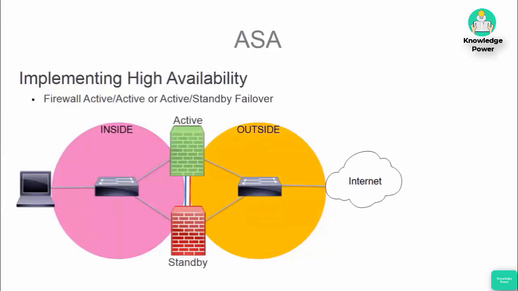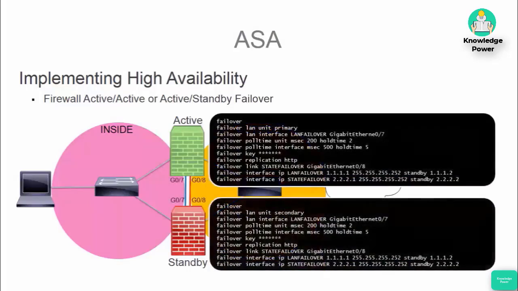To configure failover between our ASA firewalls, we have to configure failover parameters on the active and standby firewall. The first step is to enable failover globally. Then we define which unit will start off as the primary firewall and which unit will be the secondary firewall. Then we have to assign an interface to be a LAN failover link. Then there's some timers. You want to have a failover key for security. The failover replication HTTP command is what enables state replication for HTTP traffic.